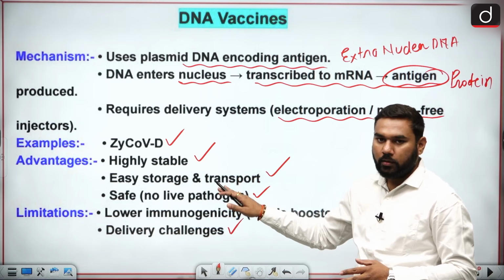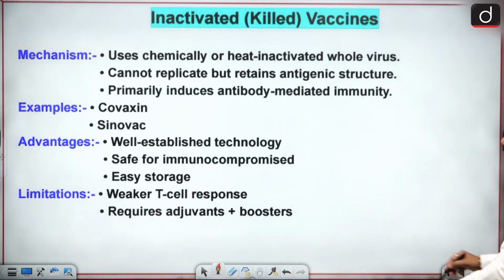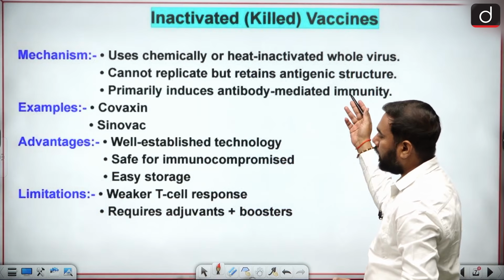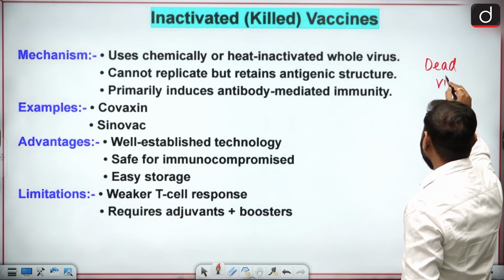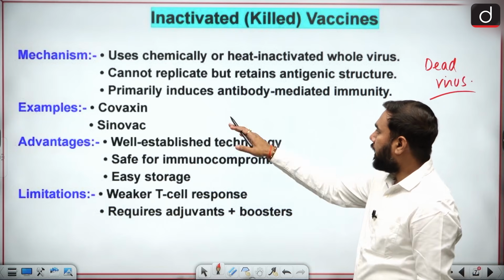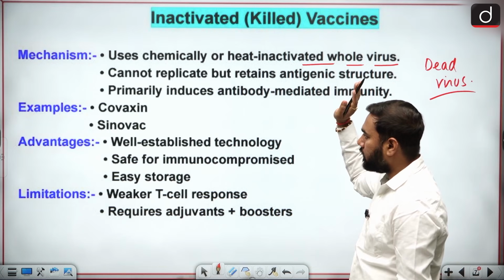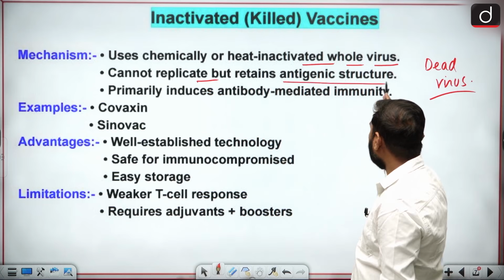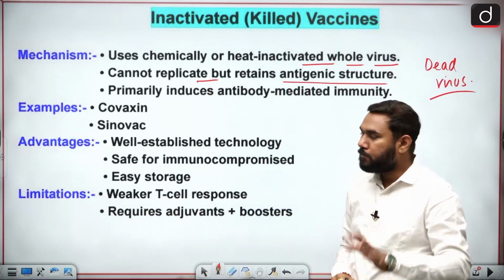It is developed, but delivery challenges are creating the problems. Now, the next one is our Indian-made inactivated killed vaccine. It means inside this vaccine, we use the dead coronavirus. So chemically or heat-inactivated whole virus, inactivated dead virus, is used. It cannot replicate because the dead virus retains its antigen structure, just a structure that we provide the body to read.